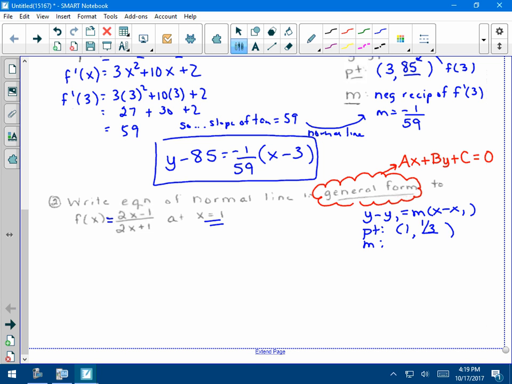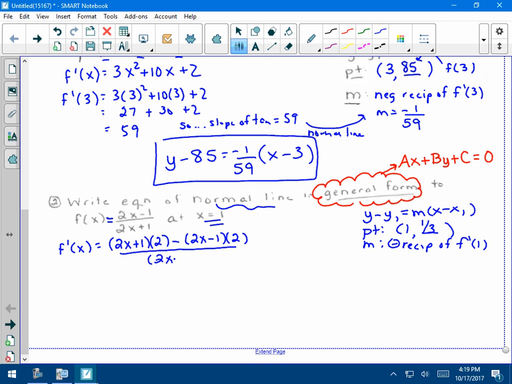Slope, since it's the normal line again, is the negative reciprocal of f prime of 1. So I've got to find f prime. So how am I going to find f prime here? Quotient rule. So I take the bottom, 2x plus 1, times the derivative of the top, which is just 2, minus the top, 2x minus 1, times the derivative of the bottom, which is just 2, all over bottom squared.